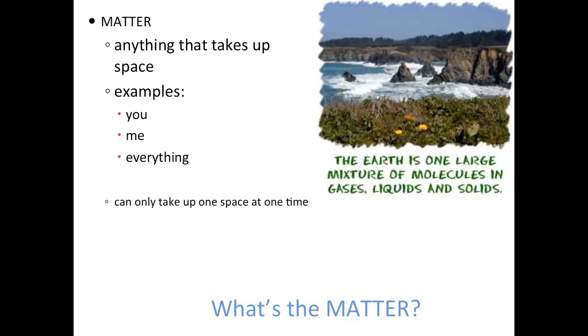It can only take up one space at one time. That's an important property of matter. Most people think you go actually through gases or you go through liquids. Actually, what you're doing is just simply moving them out of the way. Matter cannot occupy the same space at the same time, so far as we know.